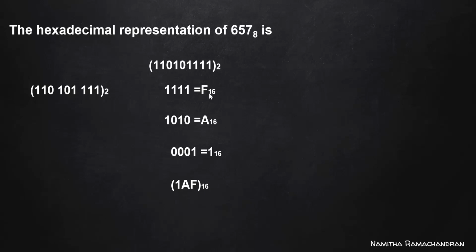Now we can directly write its hexadecimal equivalent. 1111 is F in hexadecimal form. 1010 is A in hexadecimal. 0001 is 1 itself. Now we can arrange this hexadecimal equivalent in order. 0001 is the first, the MSB position, that is 1 first. Next 1010 which is A. Next 1111 that is F. So this is the hexadecimal equivalent of the given base 8 number.